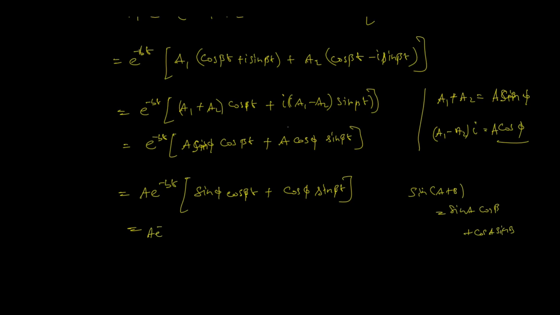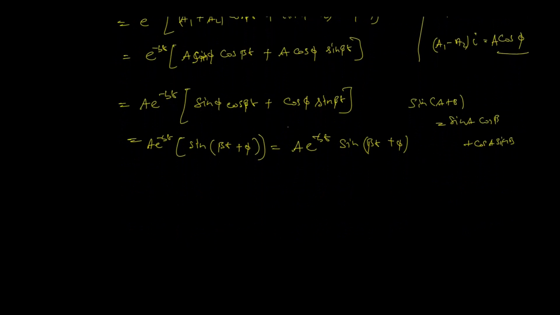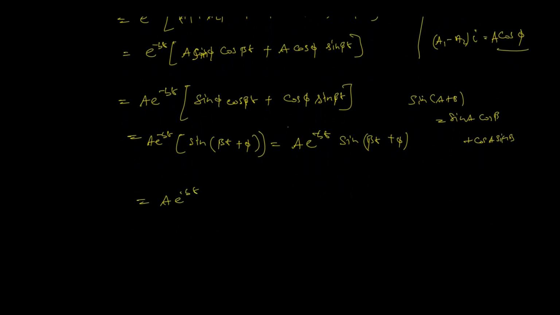ஸோ அதுதான் a e power minus beta t sin of beta t plus phi. Either I can write phi plus beta t or beta t plus phi. ஸோ என்ன நடந்திருக்கு அப்படின்னா a e power minus bt sin of beta t plus phi. So what is beta? Beta is nothing but root of omega naught square minus b square, t plus phi. ஸோ இதுதான் நம்மளுடைய final solution.